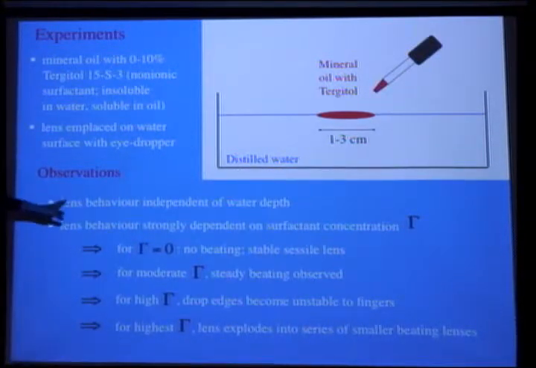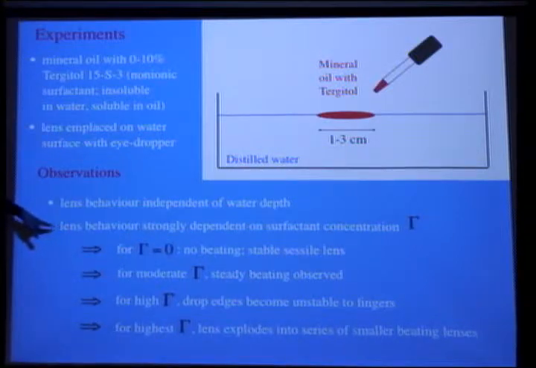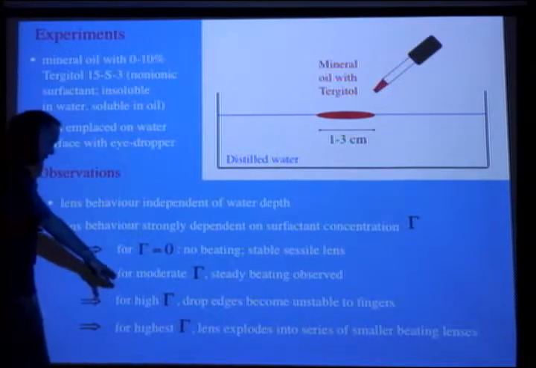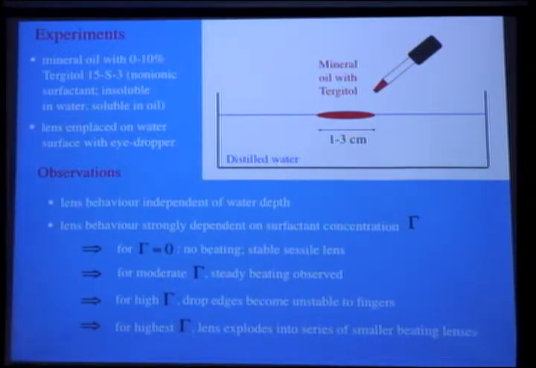It doesn't depend on the depth of the water. It does depend on the surfactant concentration, as we've seen. If we put in no surfactant, you just get a stable sessile lens. With moderate surfactant concentration, you get the steady beating, and for higher surfactant concentration, the edge becomes frayed and releases droplets, and at the highest concentration, the thing explodes.